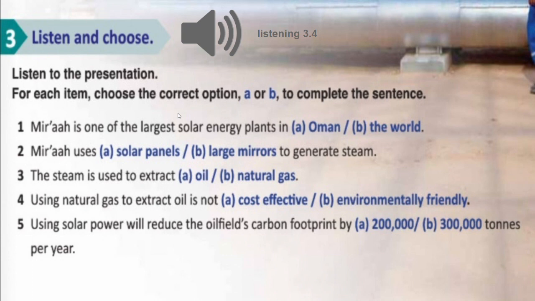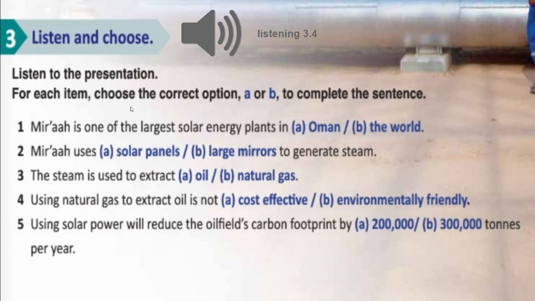So we're going to listen to the presentation. For each item, choose the correct option, A or B, to complete the sentence. Read silently, then you can stop the video, then listen to tape script 3.4.